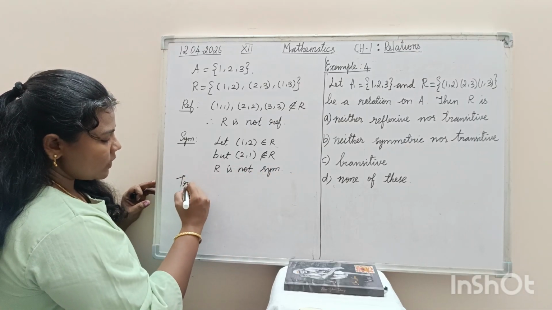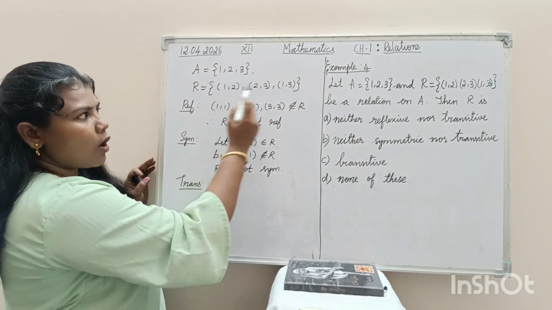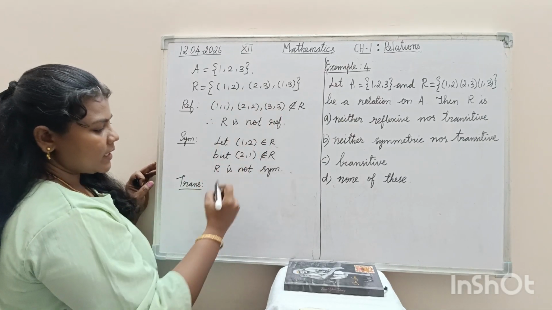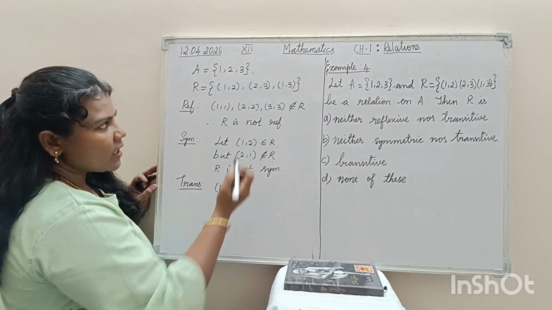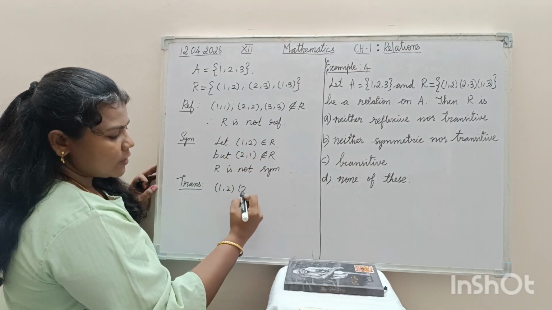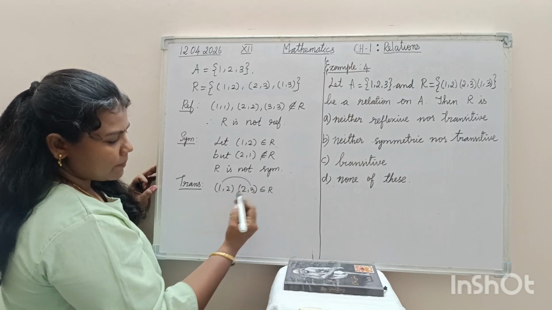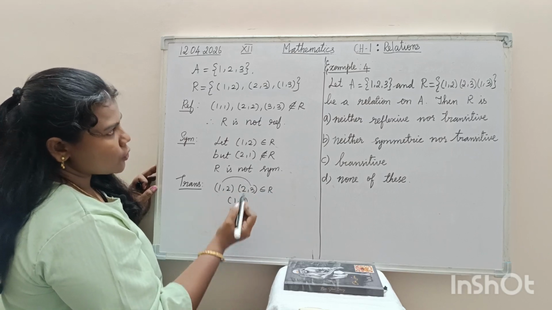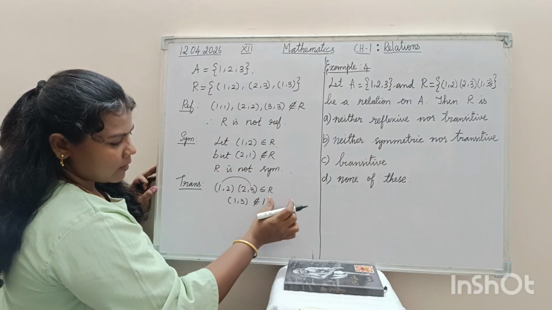Now, we move on to transitive. For transitive, we take 2 ordered pairs from the relation set. One ordered pair is (1, 2). Since it ends with 2, we take the ordered pair which starts with 2. Now we have to check whether the third ordered pair (1, 3) belongs to R or not. Yes, it belongs to R.